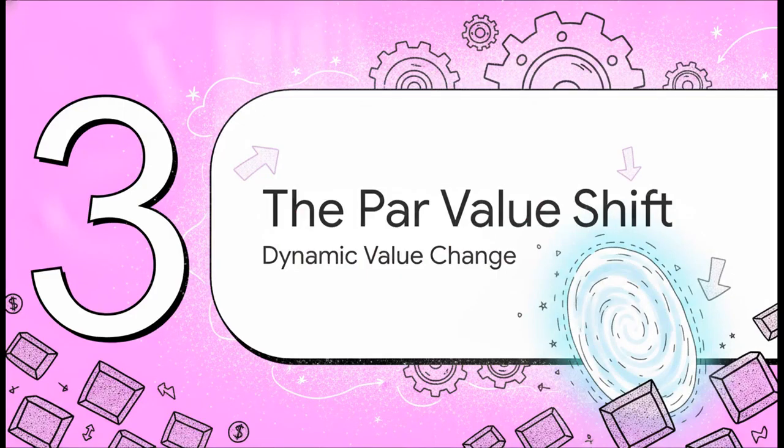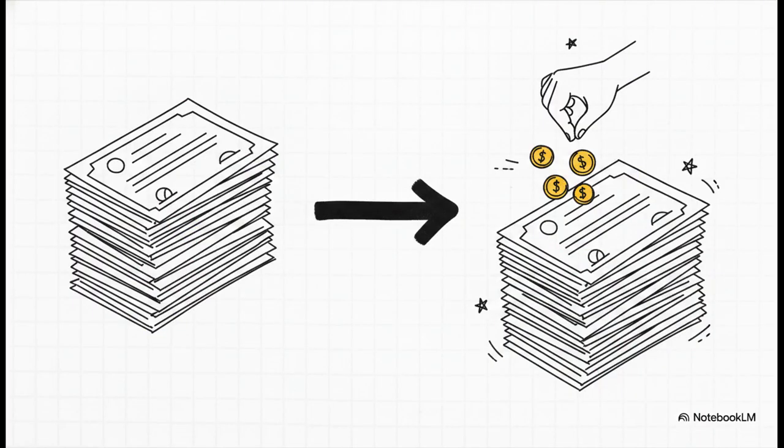Okay, Section 3, the par value shift. Time to look at dynamic value change. So when these corporate bricks are returned to you, there's actually this fascinating mechanical sleight of hand that happens behind the scenes in your portfolio. Here's the real surprise element. Unlike a stock split, where your share count magically multiplies or divides, in a capital distribution, the number of shares you own usually doesn't change at all. You check your account before the event, you've got 100 shares.